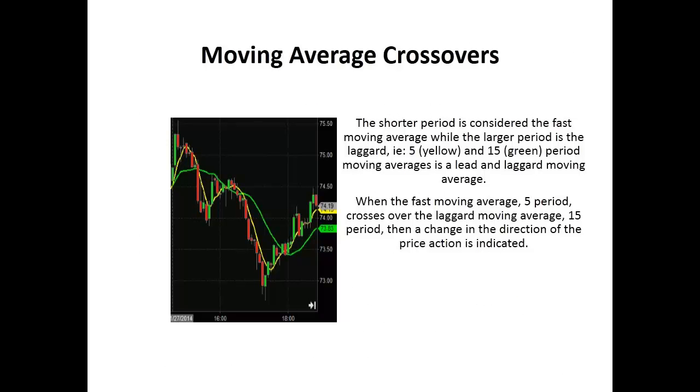So this is your moving average crossover, which simply means you get your lead moving average, the 5 period, to cross over the 15 period on the way down, or cross over on the way up, and that indicates a trend reversal, a trend change. This is what you call an uptrend, and there's your downtrend. Okay, and it's very simple.